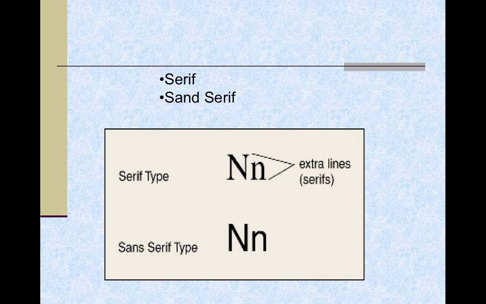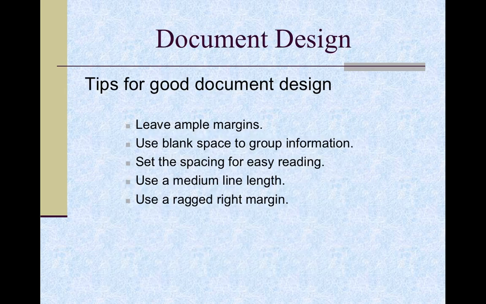Fonts. These are fonts, also known as typefaces. There are 2 basic types of fonts, serif and sans serif. Serif has little extra lines, little curlicues or tails. Those little extra lines or tails are called serifs. And then there's sans serif. These types of fonts don't have the little tails or serifs.